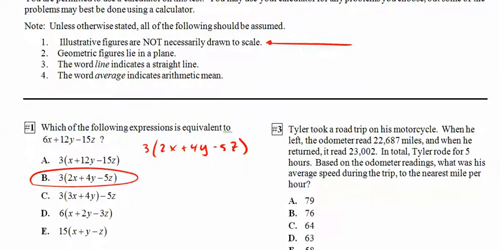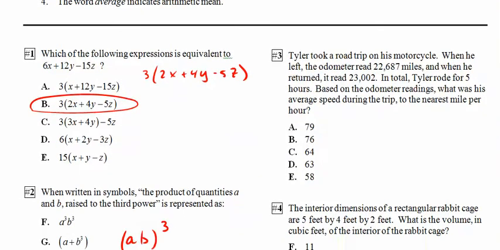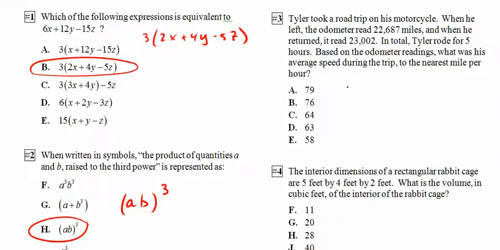Tyler took a road trip on his motorcycle. When he left, the odometer read, blah, blah, blah. When he returned, it read, blah, blah, blah. I'm pretty sure we're going to need to subtract those at some point in time. 685 miles? No. 315 miles. He rode for 5 hours. What was his average speed? Miles per hour. So 315 over 5 gives us 63 miles per hour.